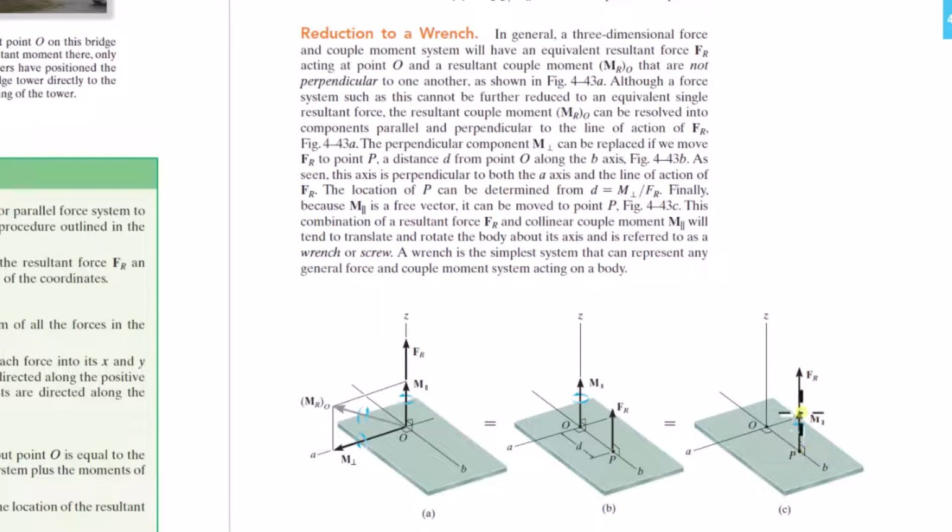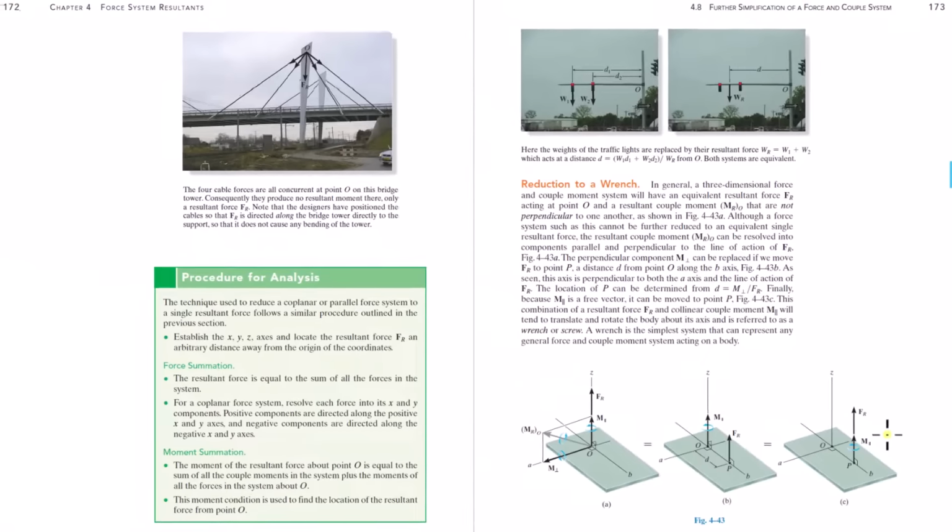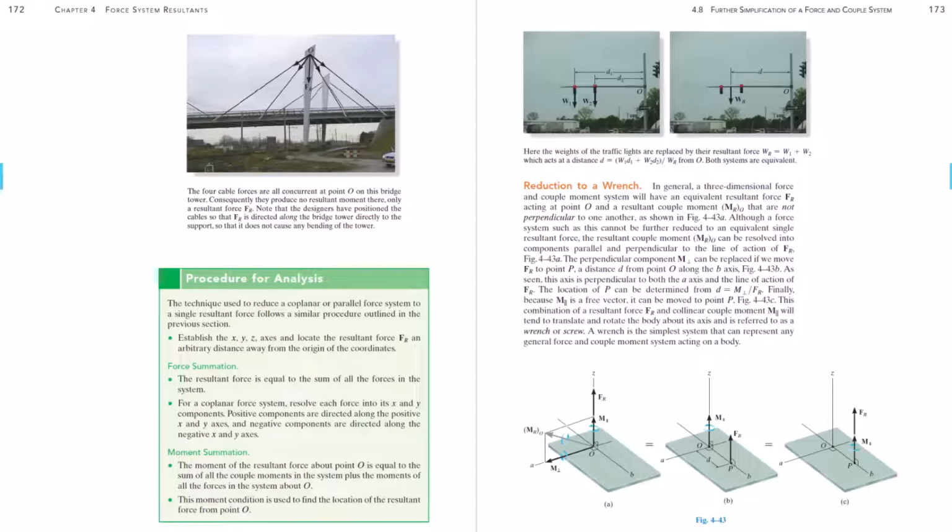And you get this couple moment and force vector along the same direction at the same point. This is called a wrench. Okay, a wrench is the simplest system that can represent any general force couple system on a body. Okay, now let's work some example problems so we can make sure we have a full understanding of these concepts.